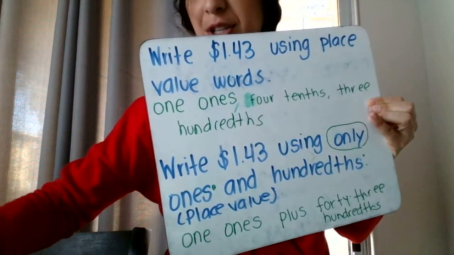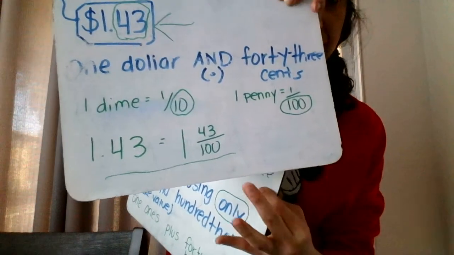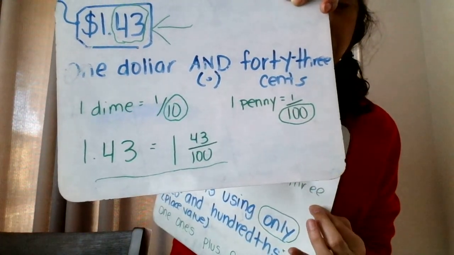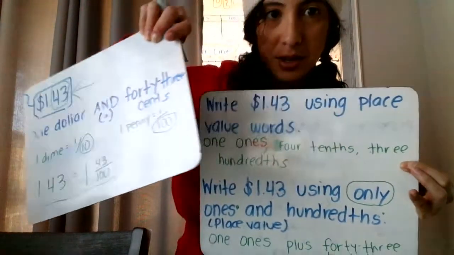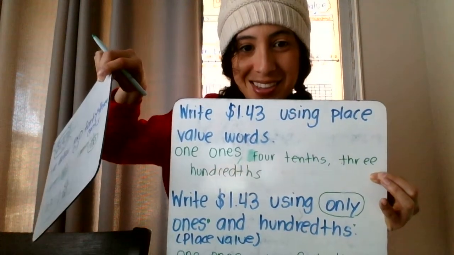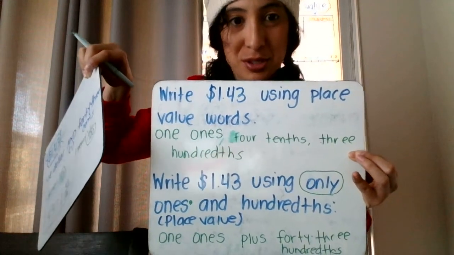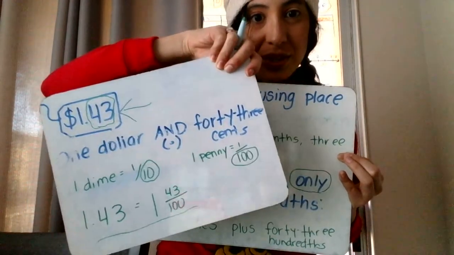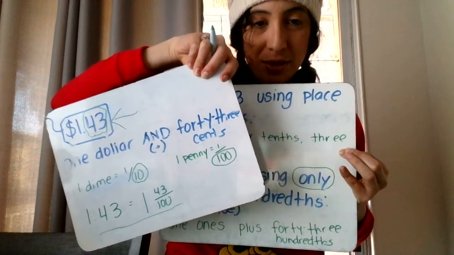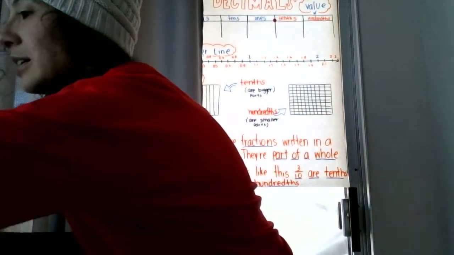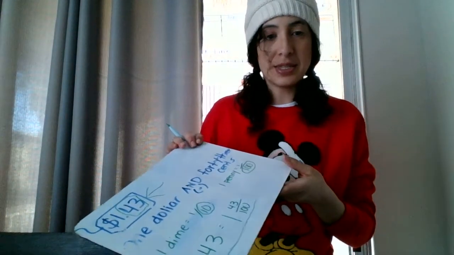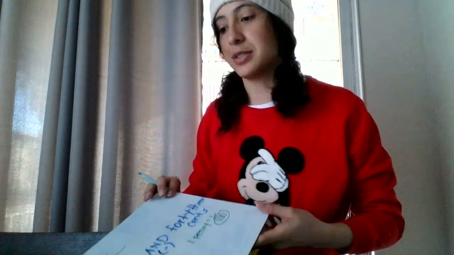Does that match that bottom part right there? 43 hundredths? Yeah. Okay. Now, this is using place value words. You use hundredths, tenths, and ones. Now you're going to be asked to write $1.43 using money words.